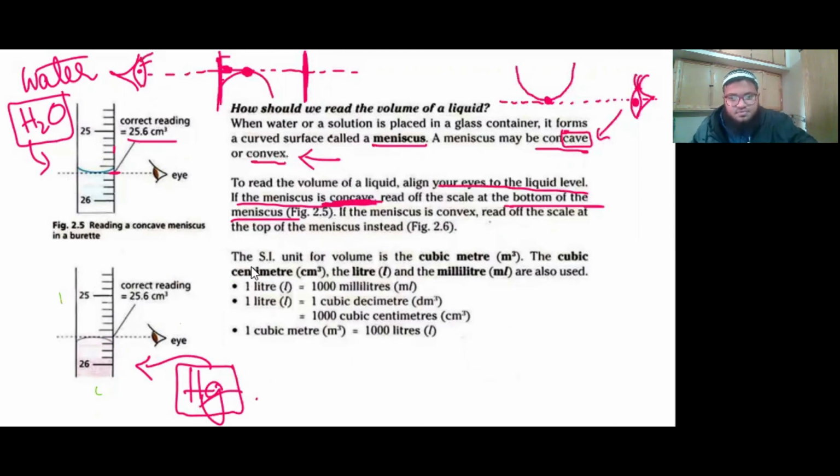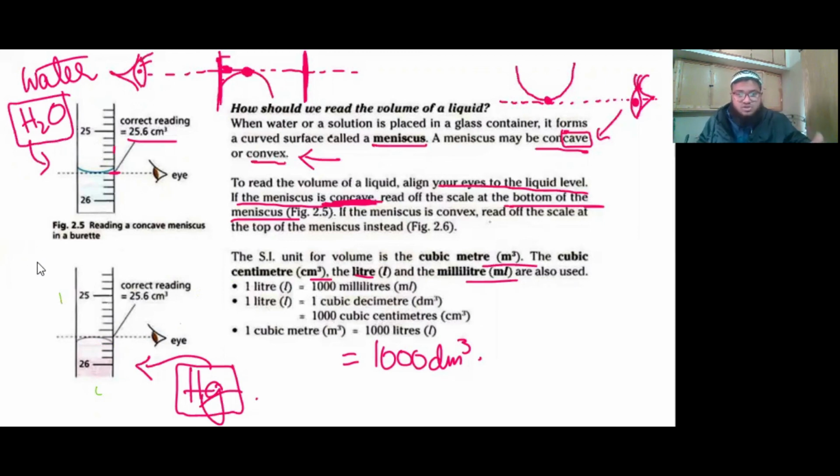Now, the SI unit for volume is the cubic meter. We've already covered that. The cubic centimeter, liter, and milliliter are also used. This is the conversion that we already covered: 1 liter is 1000 ml or 1000 cm cube. 1 liter is 1 dm cube. And 1 meter cube is equal to 1000 liters or 1000 dm cube, because liter and dm cube are the same thing.